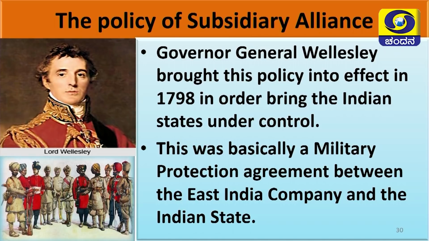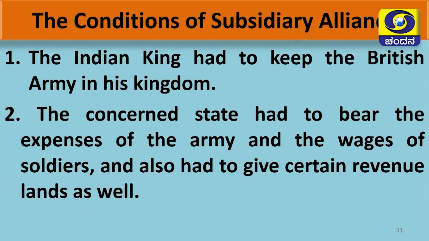This subsidiary alliance was actually a military protection agreement between the native states and the British East India Company. The Indian state as well as the British East India Company were signing a pact, and this pact was nothing but a military protection agreement, and this is called subsidiary alliance. Now, let us see the terms and conditions of subsidiary alliance.